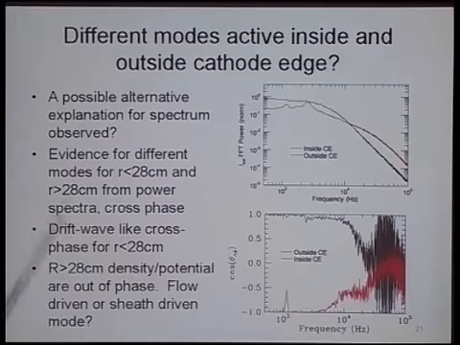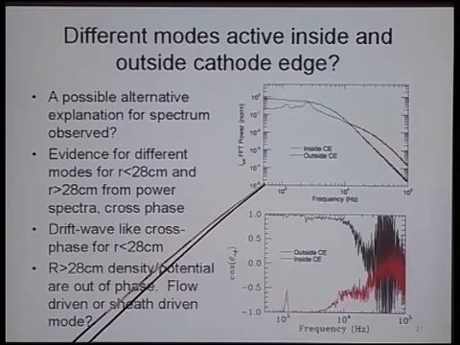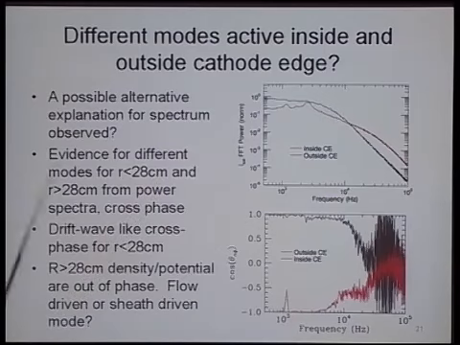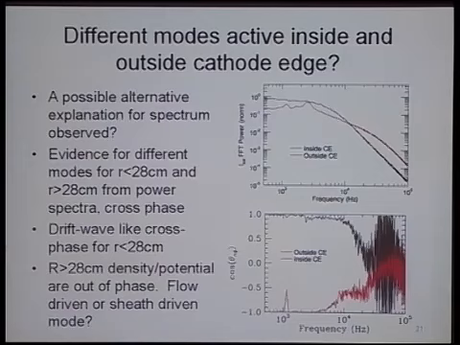Something that came up just this week was separating the spectra depending on whether we're looking inside or outside the cathode edge. Basically, summing up the frequencies in the region less than 28 centimeters for inside the cathode edge and greater than 28 centimeters for outside. There's a clear distinction in both the spectrum and the crossphase between density and potential.